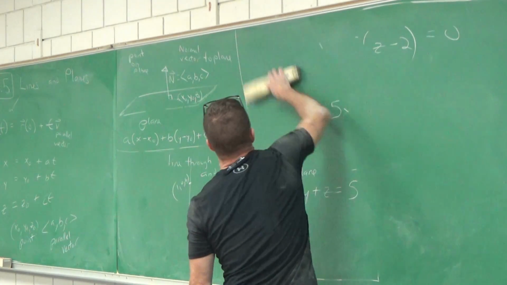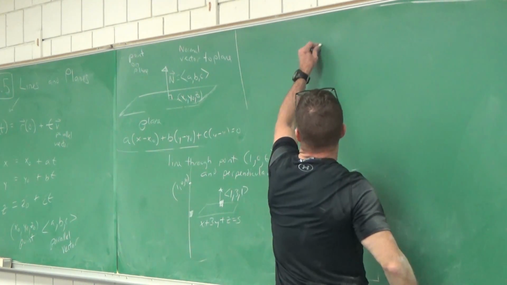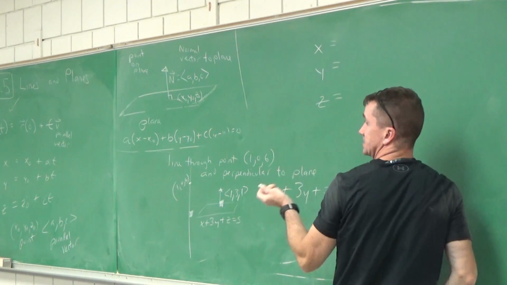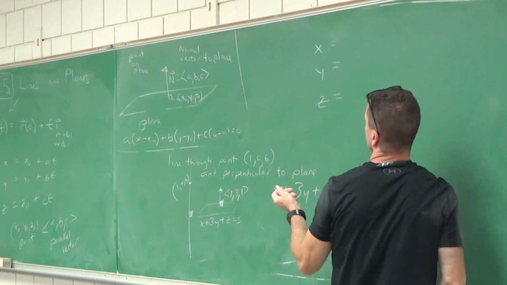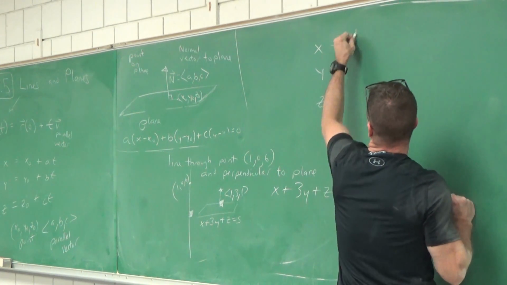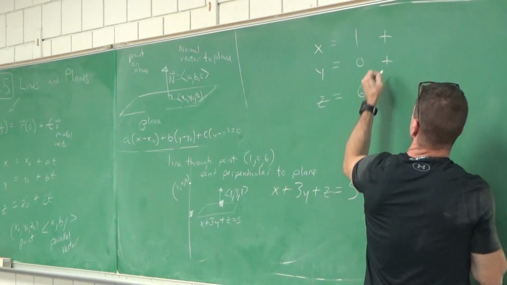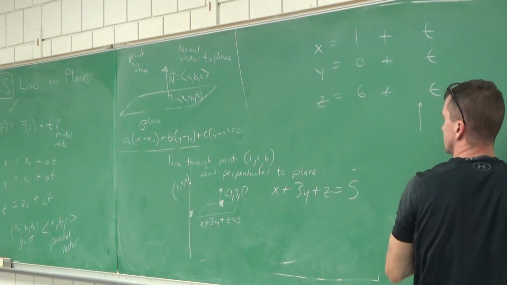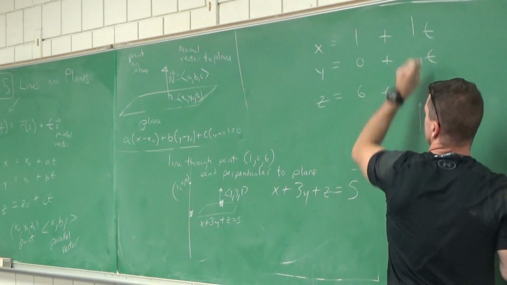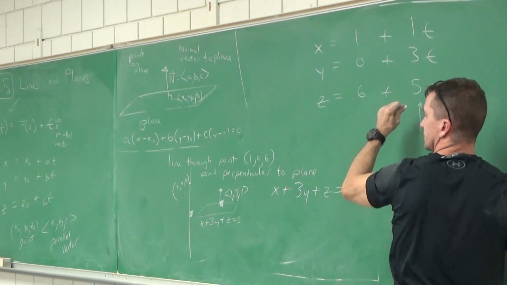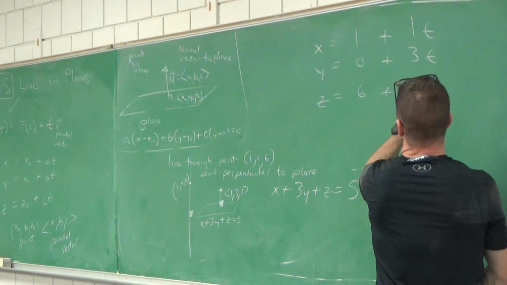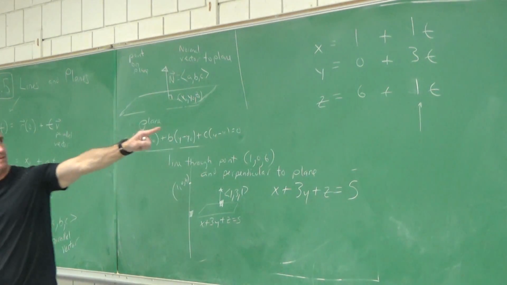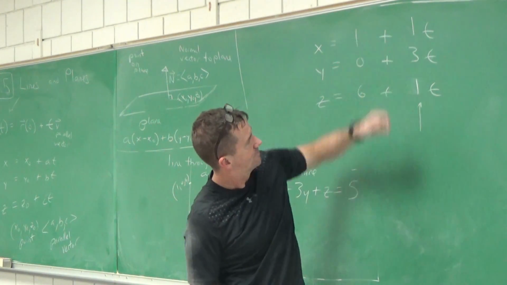We get... I read it vertically. Want to write my parametric equations? You can write it as a vector if you want. x equals, y equals, z equals, what's the point? 1, 0, 6, plus t, t, t, and what's in front of these t's? A 1, a 3, and a 1, the coefficient of the z. Parallel vector. You got it.